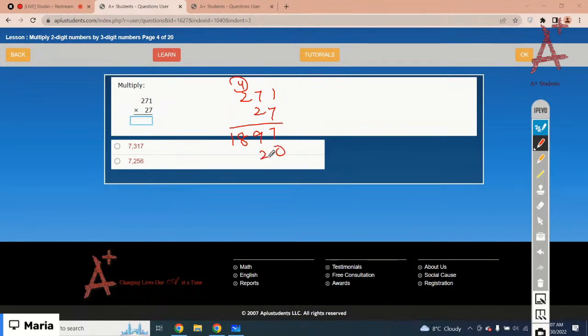Okay, now 2 times 1 is 2. 2 times 7 is 14 and 1 carry. 2 times 2 is 4 and 1, 5. So just add them. 7 plus 0, 7. 9 and 2, 11. 1 and 1 carry. 8 and 1, 9. 10, 11, 12, 13. 3 and 1 carry. 5 and 1, 6 and 1, 7.